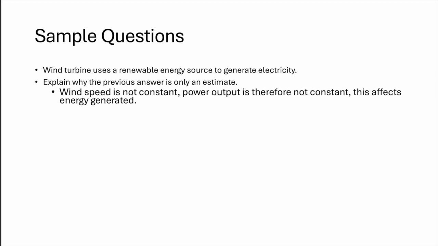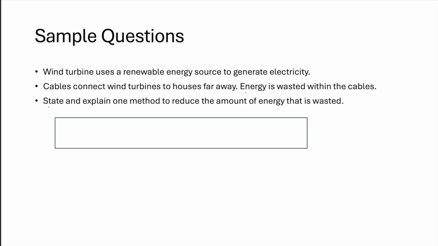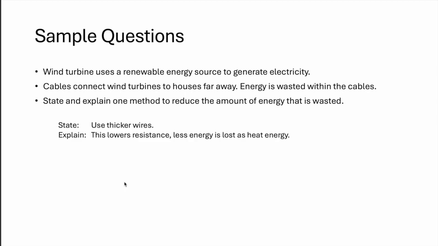The energy generated is passed to houses far away, and energy is wasted in the cables. Explain one method to reduce the amount of energy wasted. A large part of it is because of resistance, right? So you use thicker wires, so less energy is lost as heat to overcome the distance traveled.